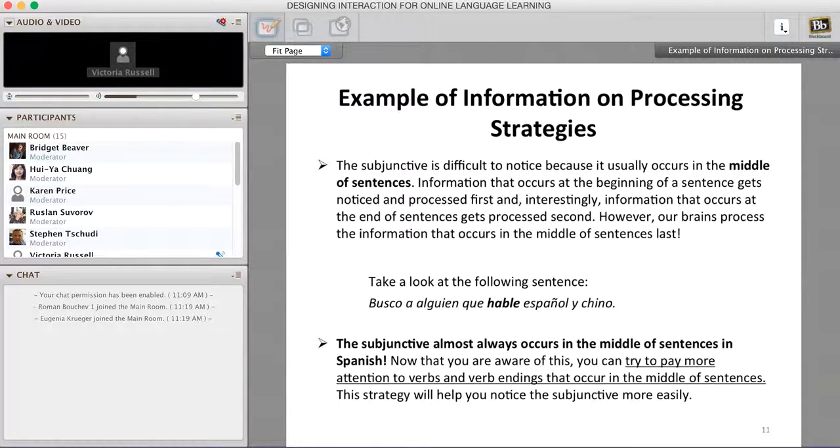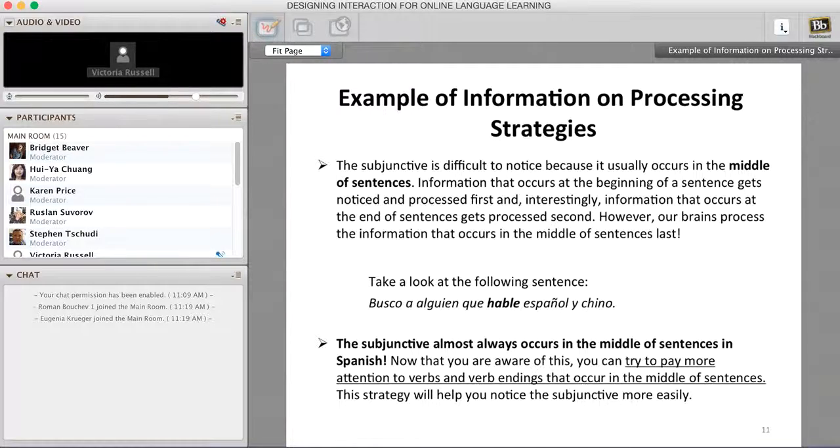This slide shows how the information on processing strategies could be delivered to learners. For example, students are not explicitly told that this is the sentence location principle from Van Patten's model of input processing. Instead, I give the learners a brief explanation of the order in which their brains process items in sentences or utterances. I then tell my students to pay particular attention to verbs and verb endings that occur in the middle of sentences, which is where the subjunctive will normally appear in Spanish.